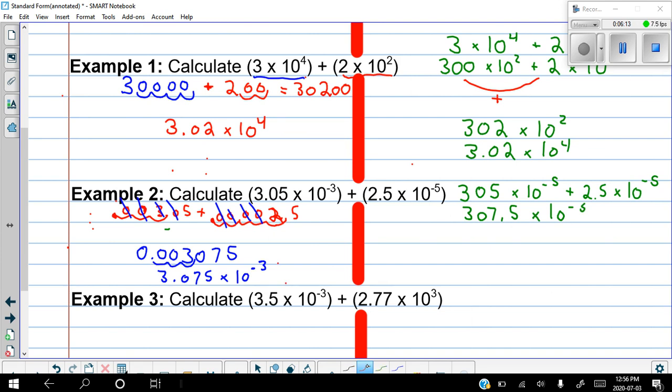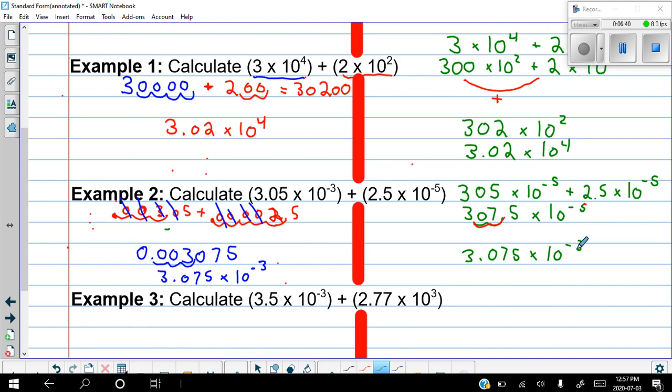But we have to move this at the end 2 spaces over. Sorry, 2 spaces over to the left. So that means we're going to take this negative 5 and make it a negative 3. So we get 3.075 times 10 to the negative 3. So, as you can see, it was actually much easier to do method 2 in this circumstance.